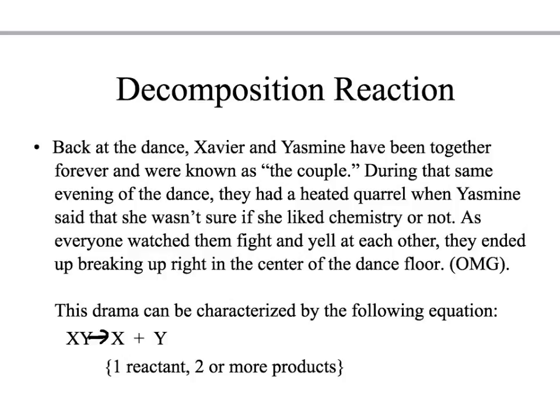We have our XY, our couple, XY, and then it produces X plus Y. Now talking with elements and compounds, we start out with one reactant, a compound, and then it decomposes to produce two or more products. Let's look at a couple examples.